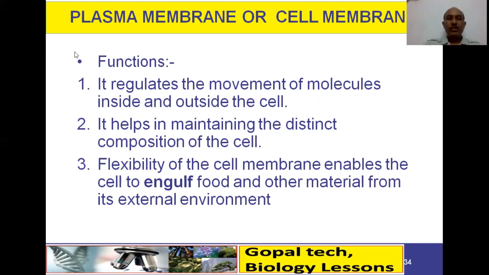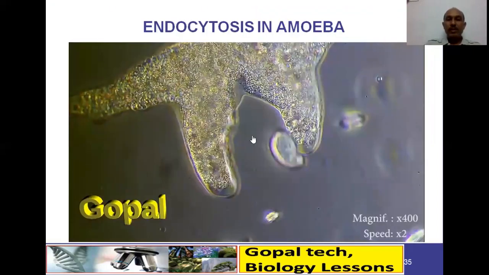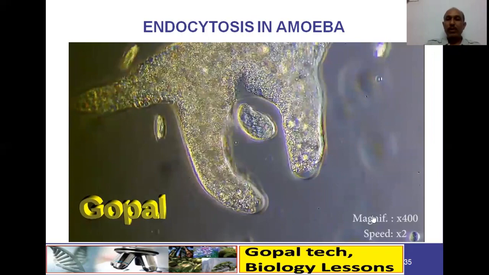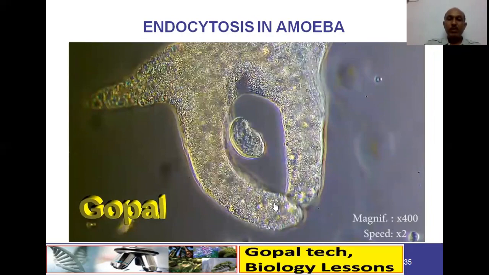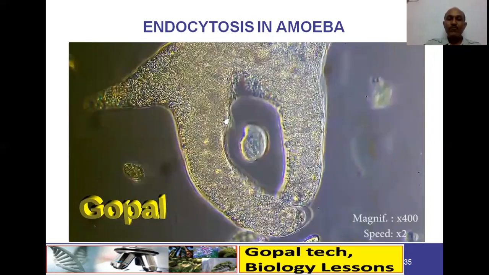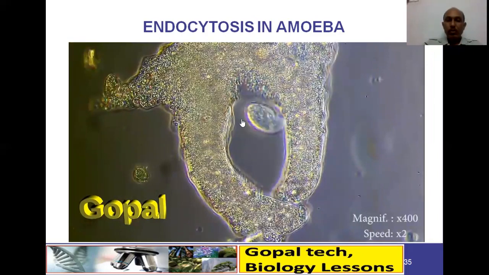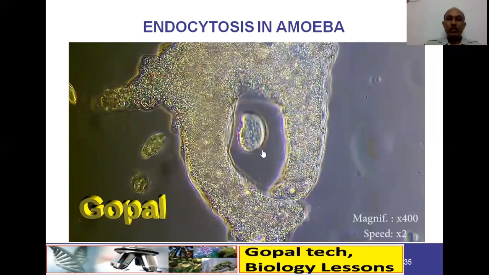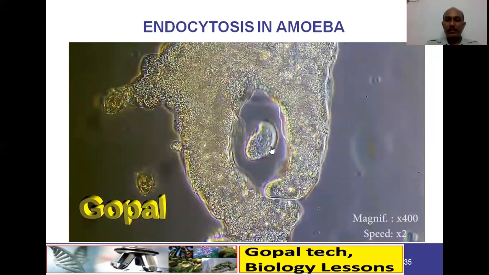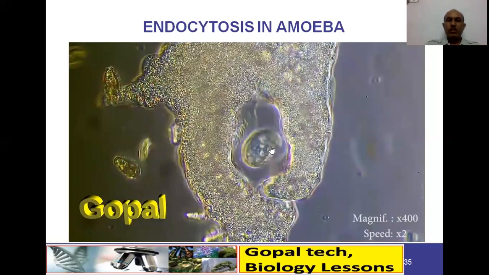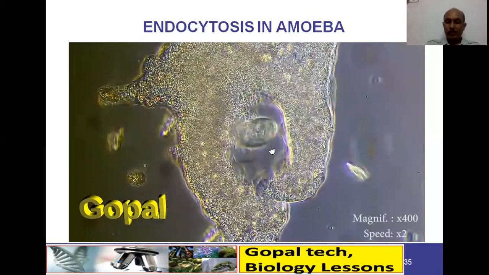So you can see here how in amoeba endocytosis takes place. This is a living amoeba, which you are observing under magnification 400 into 10 times. See that here the pseudopodia engulf this food inside, and this is their food, and it results in the formation of a food vacuole. So this engulfing of food inside is called endocytosis. This is an amoeba, a unicellular organism. This is the main function of the plasma membrane where the cell wall is absent.